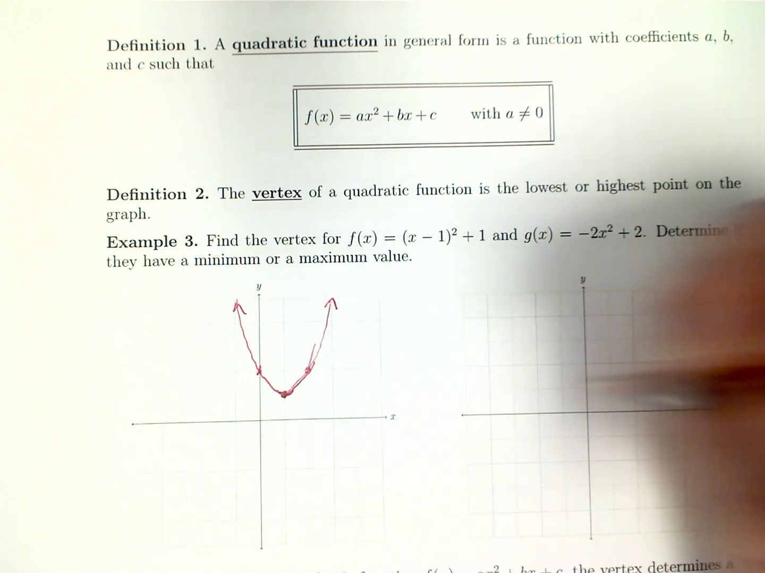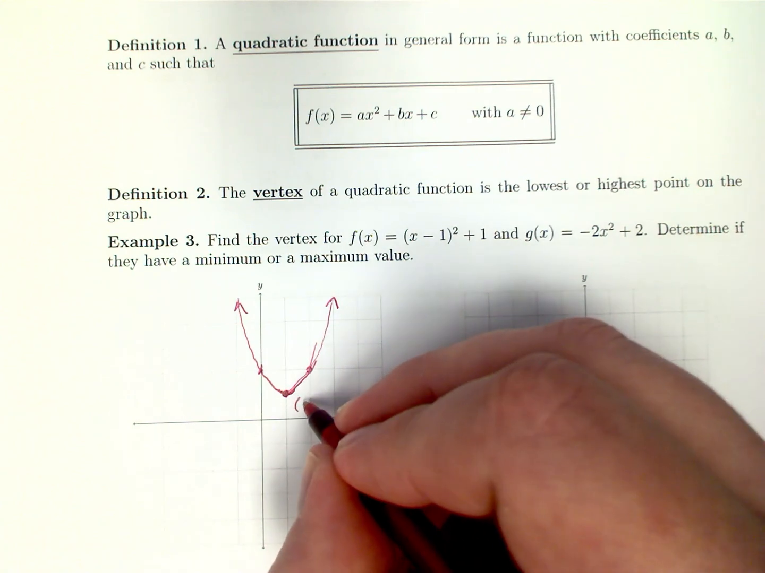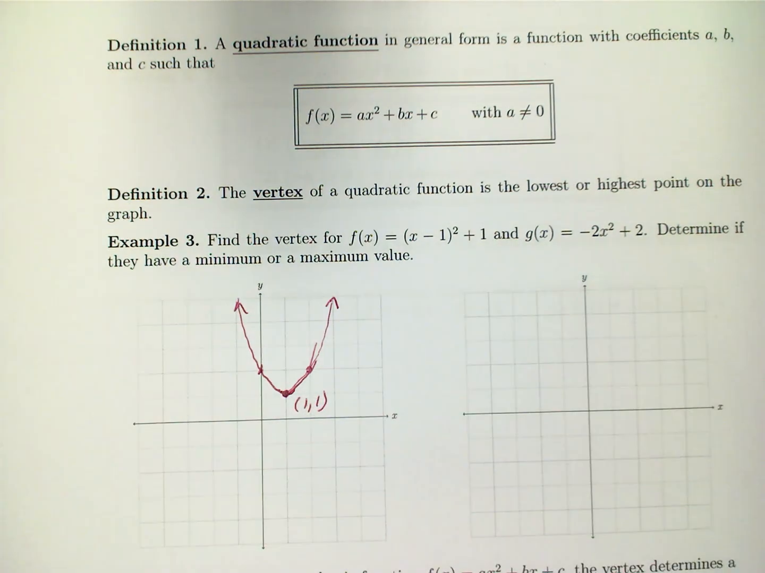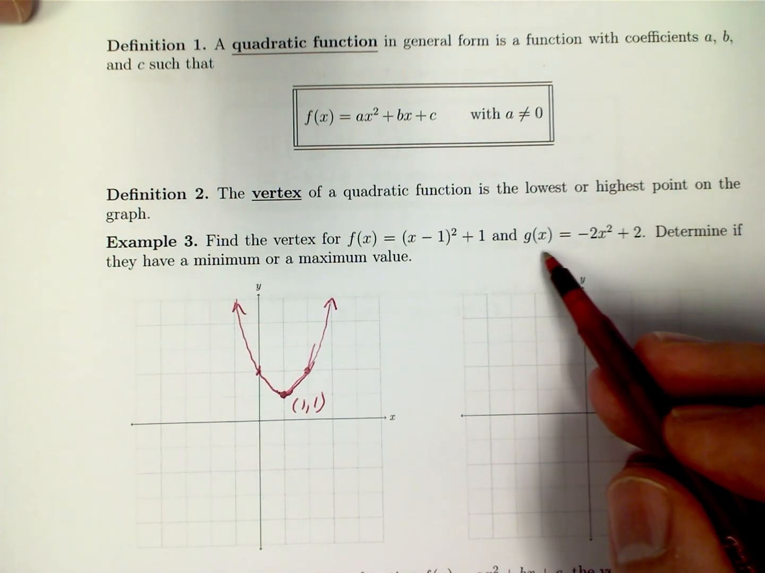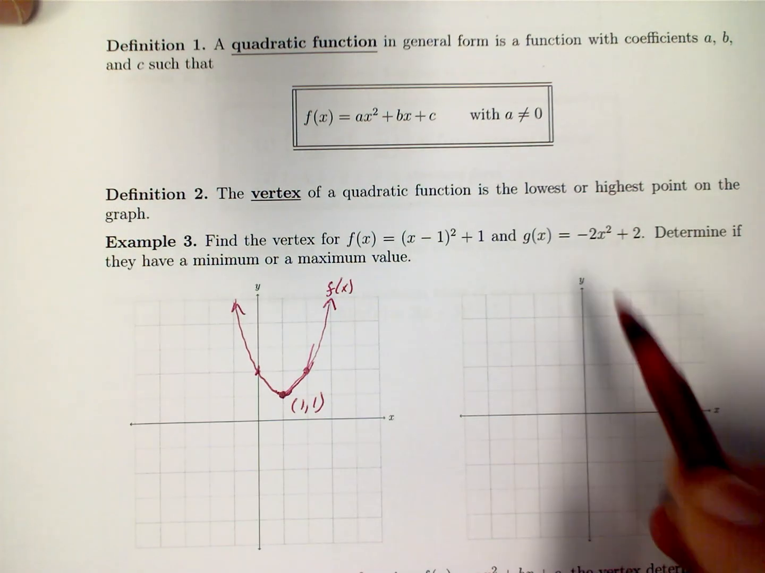So what is this point? Well, that's the vertex. In this case, it's the lowest, and it's 1, 1. All right, so the vertex is either the highest or the lowest, not both. What about g of x? So let's label this. What about g of x?